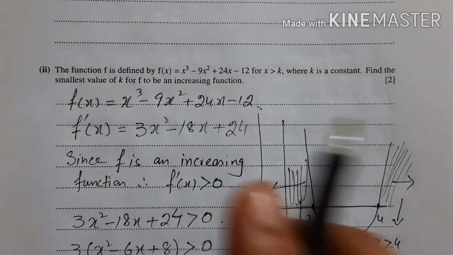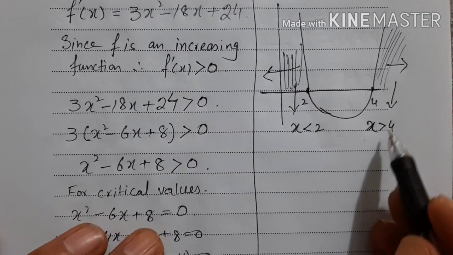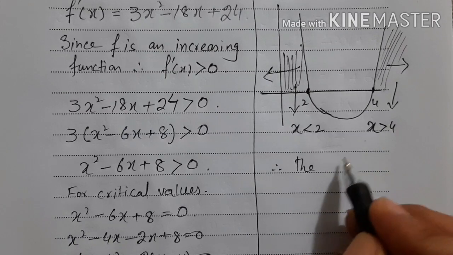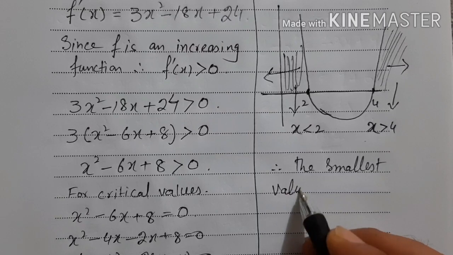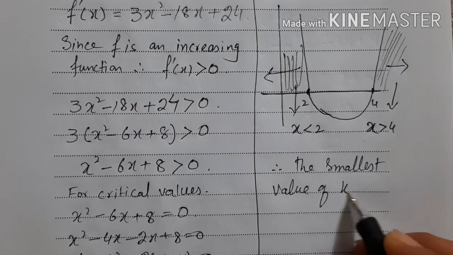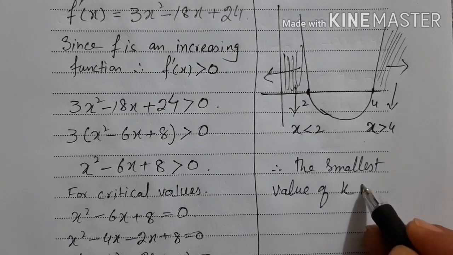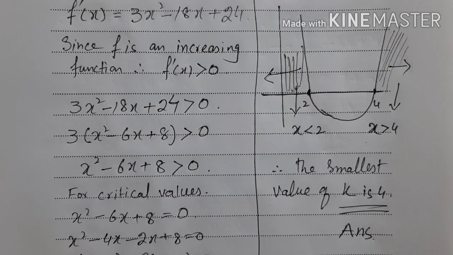Now, because it is given x is greater than k, so we'll choose this value. Therefore, the smallest value of k for this function to be increasing is 4. So this is our answer.